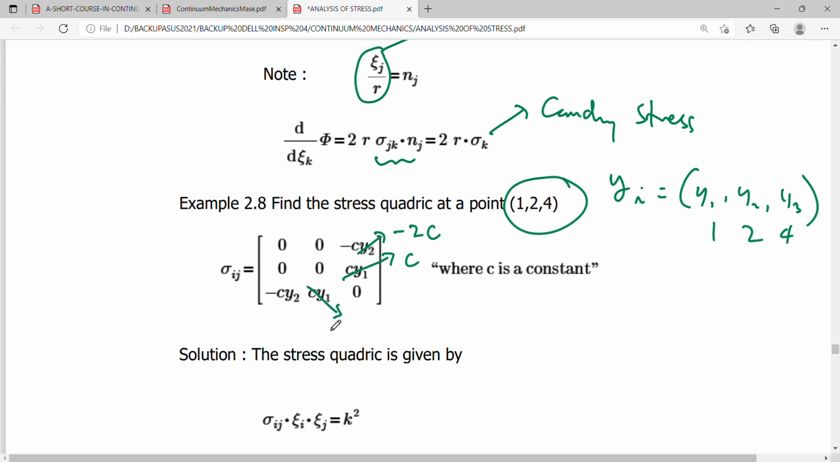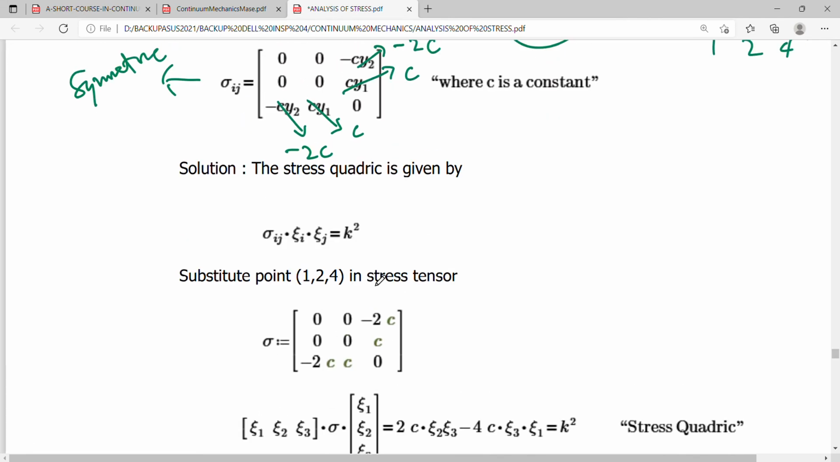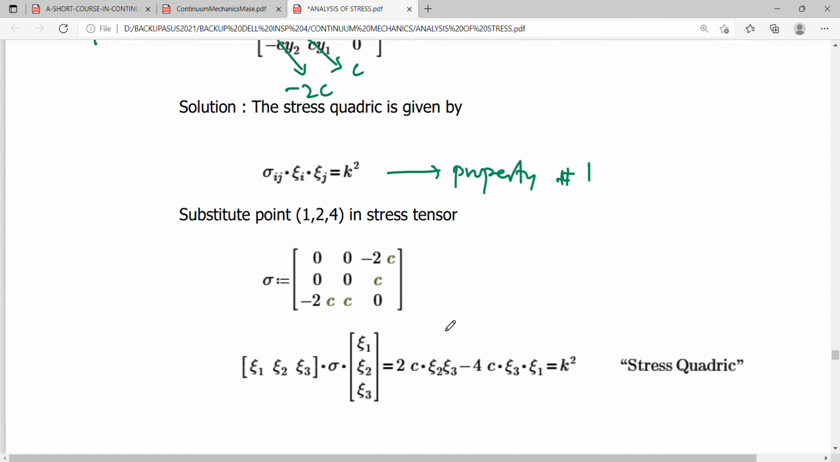And since this is symmetric, we know that always your sigma ij is symmetric, so don't forget about that. So this cy1 becomes c and cy2 becomes negative 2c. Knowing this matrix now, we can use property number 1 of your stress quadric. So we simply multiply. We can expand this using indicial notation, but I have proven to you that matrix multiplication is better to use. Therefore, I just make use of a dot product here.